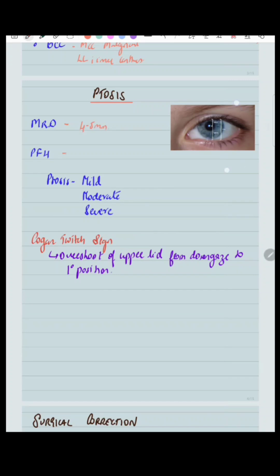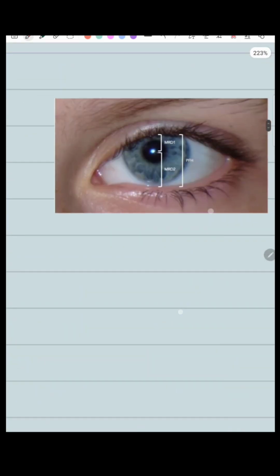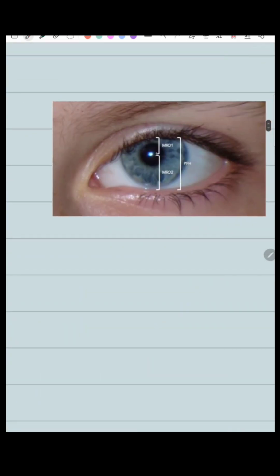Palpebral fissure height: from the upper eyelid to the light source is MRD1, and from the lower eyelid to the light source is MRD2, and this is the palpebral fissure height. It is the distance between the upper and lower lid margins measured in the pupillary plane. Normally the upper lid margin covers around 2 mm of the upper limbus, and the lower lid usually just touches the cornea or is 1 mm above the lower limbus.